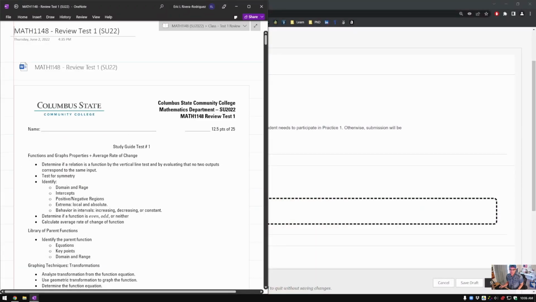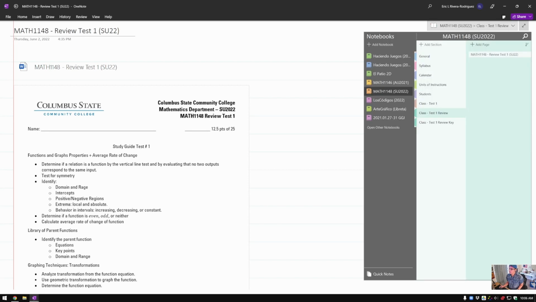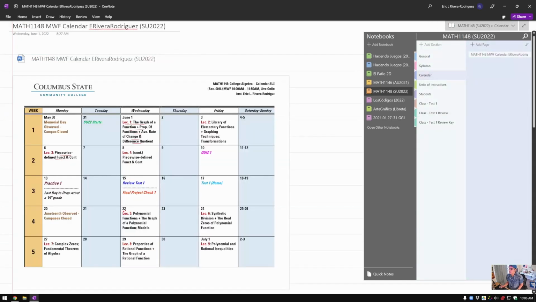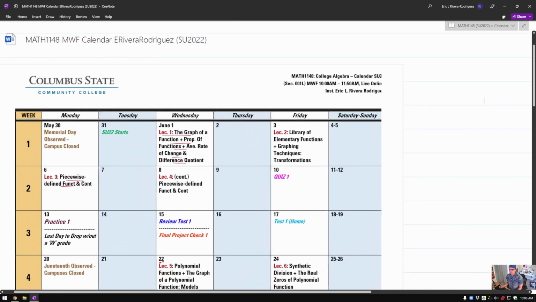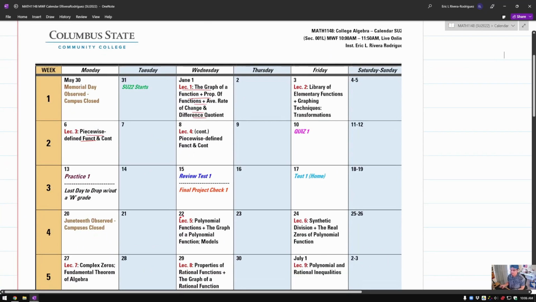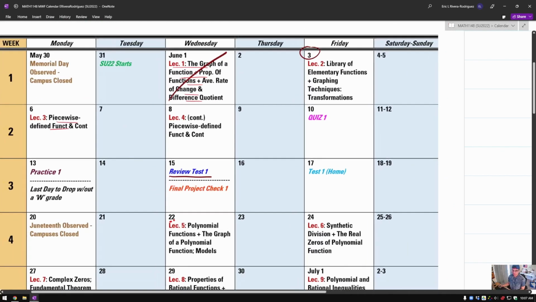Let me transition to our calendar for a moment. So here is our calendar. We already finished lecture number 1. We are on lecture number 2. On the 15th of this month, you see here, review test number 1. That means that the due date for the review of test number 1 is on the 15th of this month.